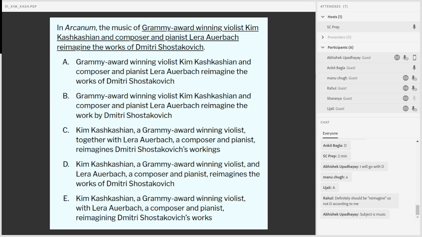Yeah, in this particular sentence, the subject is the music and it is singular, and the verb should be singular, it should be reimagines. So that is the first split we have, and that eliminates options A and B. And we are left with the rest. Manu and Rahul, what would you say to that?